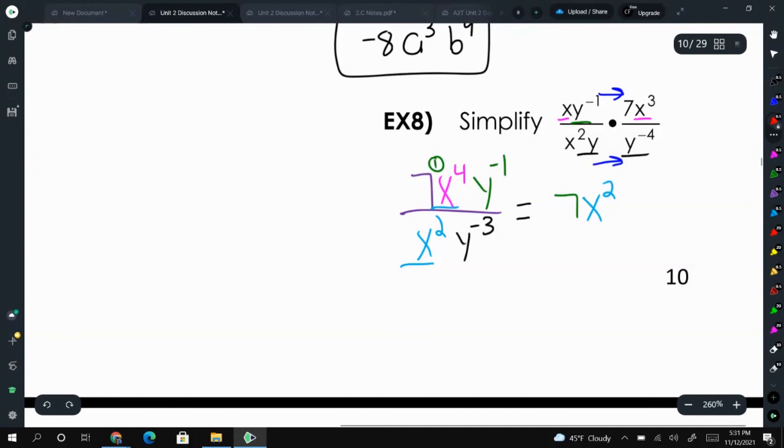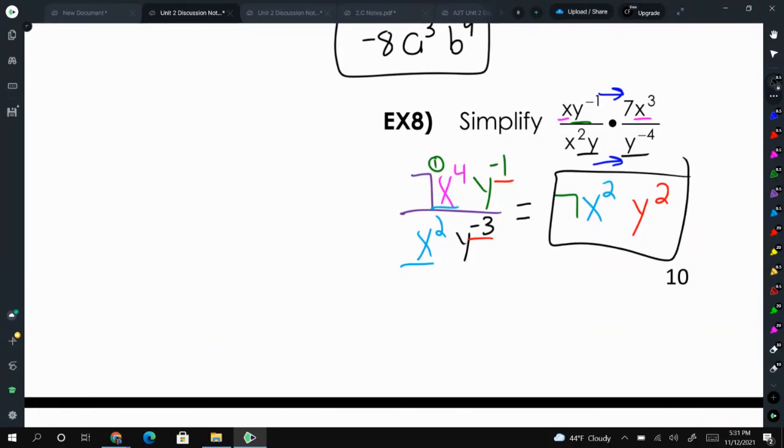And for the y, I have y to the negative 1 over y to the negative 3. If we take our exponents, negative 1 minus negative 3. So 1 minus negative 3, which is the same as 1 plus 3, negative 1 plus 3, that's going to give you positive 2. And this is my simplified answer.